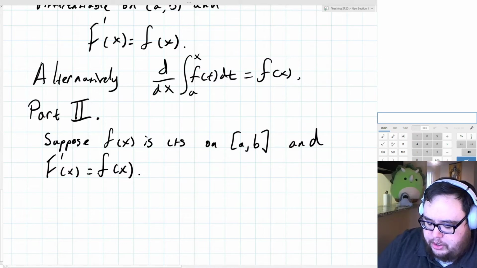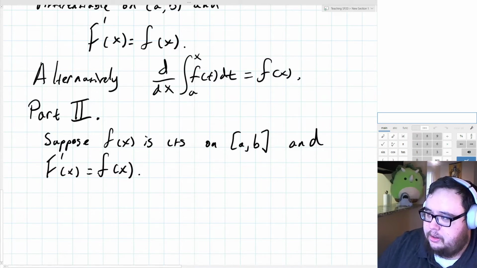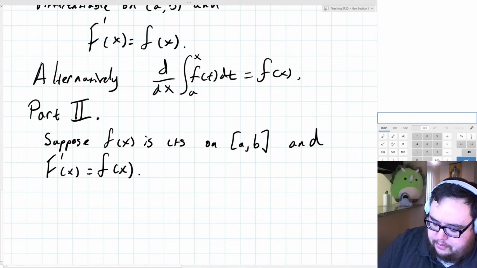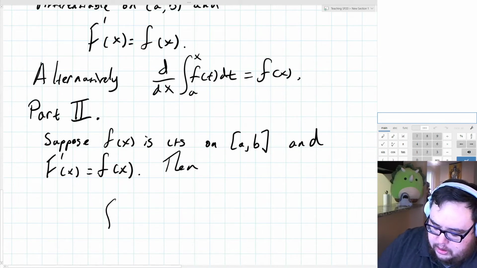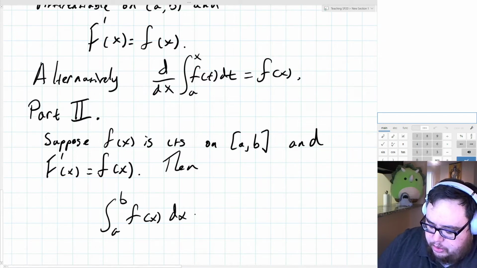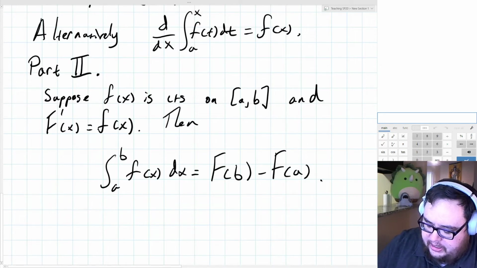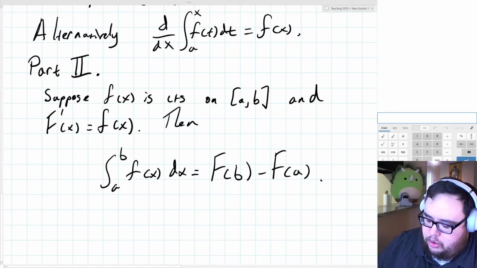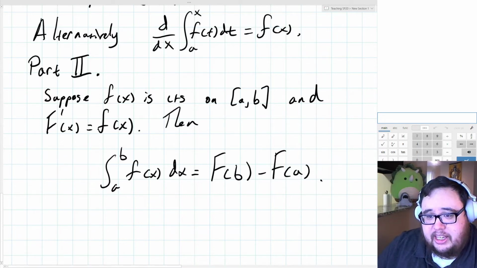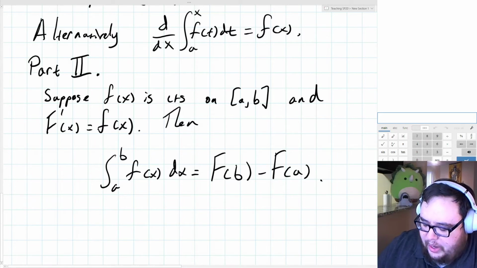So big F is a function whose derivative is little f, right? Then the integral from a to b of little f of x dx is equal to big F of b minus big F of a. And that's it. If we know a function whose derivative is the function that we're taking the integral of, we can use that to directly compute the area beneath the curve.